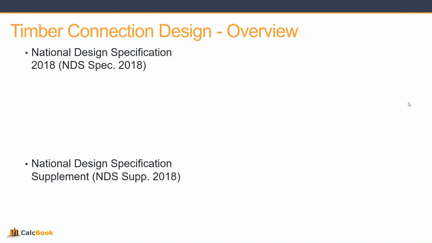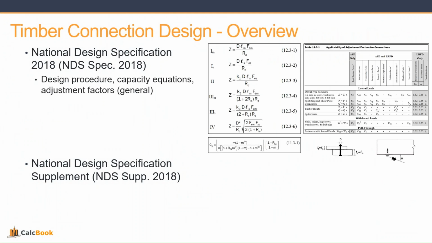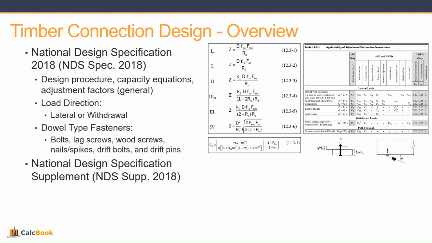We are using the National Design Specification, also known as the NDS, and we have two documents that we use, the NDS spec and then the NDS supplement. So the NDS spec gives us the overall design procedure, our capacity equations, adjustment factors. We can choose whether we're looking at lateral or withdrawal, and then our dowel type. So it's either a bolt, lag screw, wood screw, nails or spikes, drift bolts, and drift pins. That's what we're going to be focusing on for these connection videos.